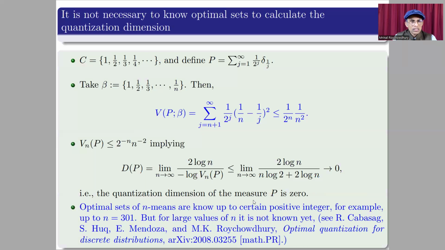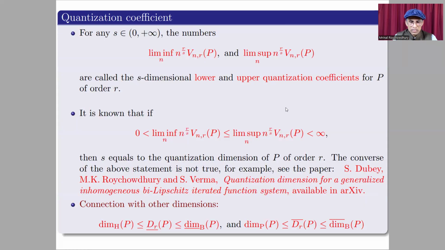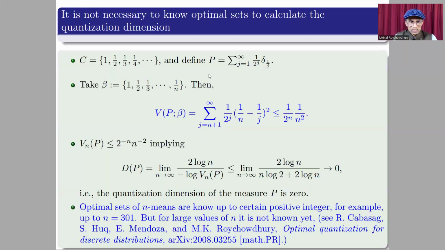Now, it is extremely difficult to calculate the optimal set of n means for a probability distribution, but you can easily calculate the quantization dimension. See that here. It is not necessary to know optimal sets to calculate the quantization dimension. For example, let us take this infinite discrete set, and the probability is defined this way.